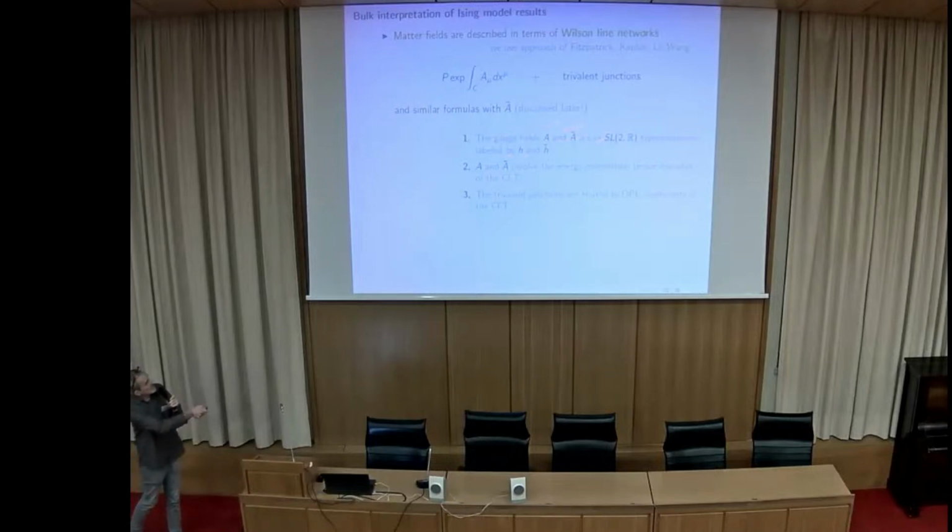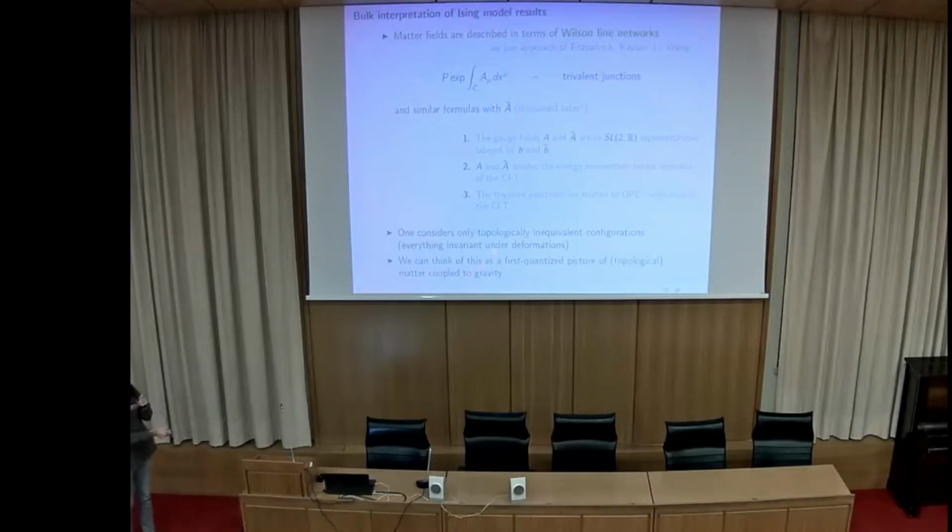And here, those are gauge fields with non-compact representations of SL(2,R). Here we have the energy momentum tensor, which I already said is related to the OPE coefficients. And one is free to deform those contours in any continuous way due to the topological theory. One can see the lines as a kind of first quantized worldline picture of some topological matter coupled to the gauge fields. So this is the way that we will try to interpret it. I will not give any kind of space-time bulk interpretation of these matter fields, but just use the Wilson line language.